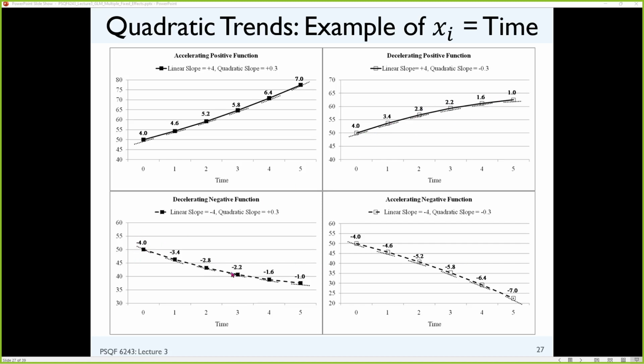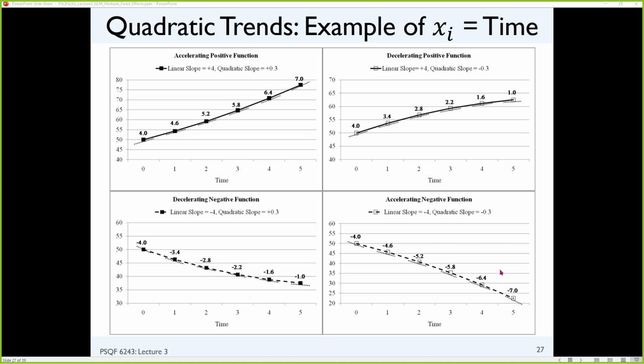Down here, these are negative slopes. So again, starting at time equals 0, a slope of -4 in both pictures. But what happens to it as a function of the quadratic slope, which is the multiplier of time squared, depends on the sign. So if I pair a negative linear slope with the positive quadratic, then it is slowing down the negative, making it less negative. Whereas if I pair it with a negative, then it's speeding it up. So this bottom right picture, to me, looks like what would be known in the cognitive aging literature as terminal decline.